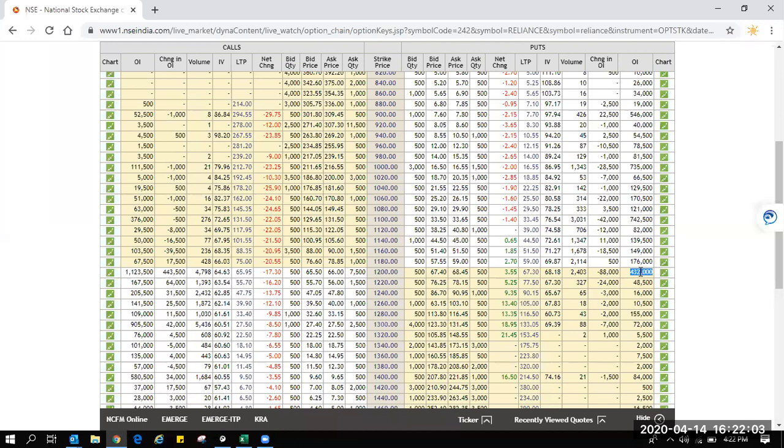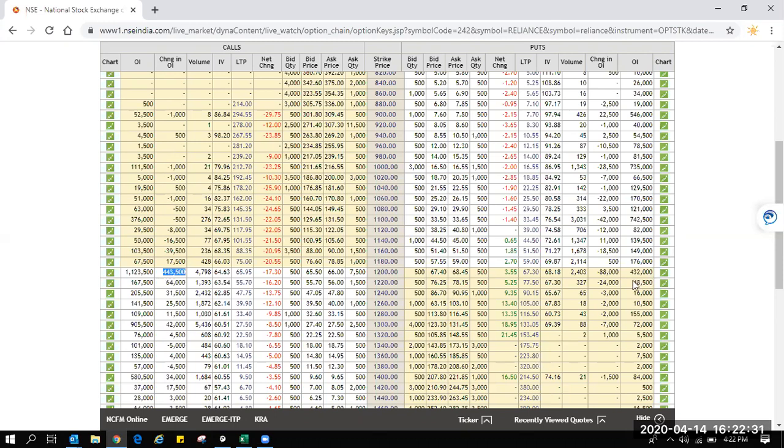Many times what will happen, the market can go up and it can fall down also, because the positions were not added in the puts, but positions are added in the calls. If the positions are added in the calls, that means more bearish positions are there. If the positions are added in the puts, that means more bullish positions are there at present.